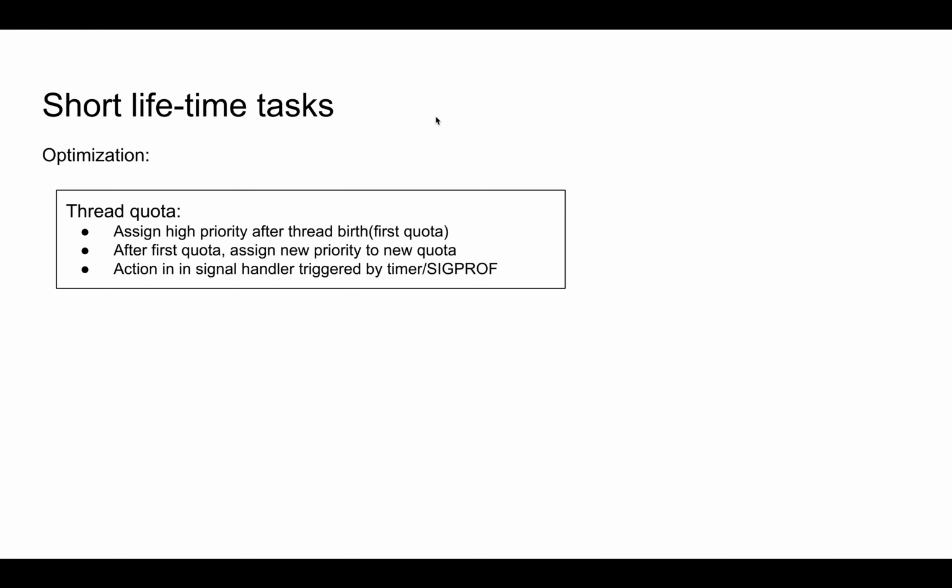For this issue, we've tried an optimization method called thread quota. As we observed, many threads only live for a short period, so we can just set a high priority on a thread just after birth. Then a timer is set up. After the time cycle, a SIGPROF signal is triggered and the priority is re-evaluated based on multiple factors, including the scheduling statistics, current priority, and total workload. With thread quota, short lifetime threads could run more efficiently and the whole throughput of the process is improved.